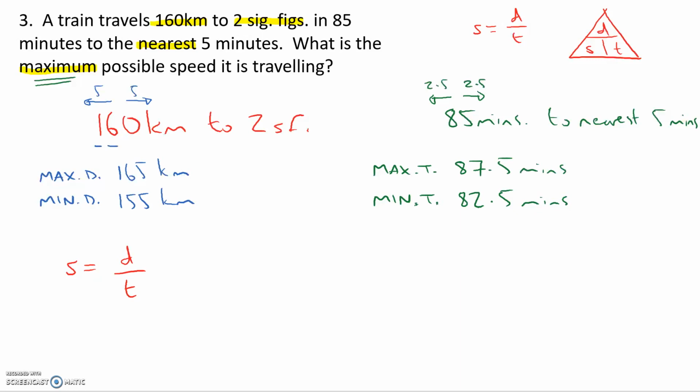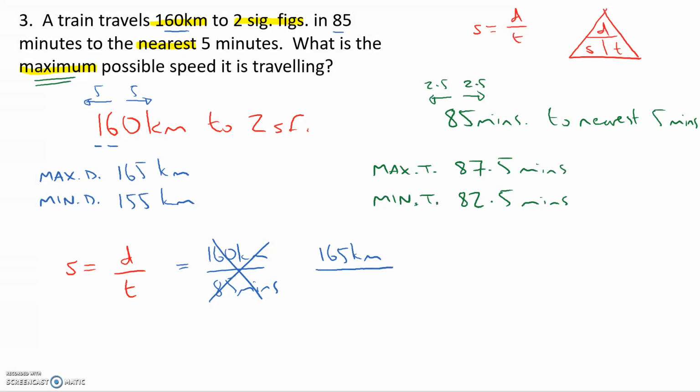Now, a candidate that does know that might be tempted just to take the values we've been given, 160 kilometres, 85 minutes, and we can say speed equals 160 kilometres divided by 85 minutes, which would be sensible. We get speed in kilometres per minute, but not the maximum. Okay, why do we bother working out all of those bounds? Well, when are we going to get the maximum speed? It's going to be when the distance is biggest, because that number's on the top. So let's pick the maximum distance, the upper bound. We want 165 kilometres.